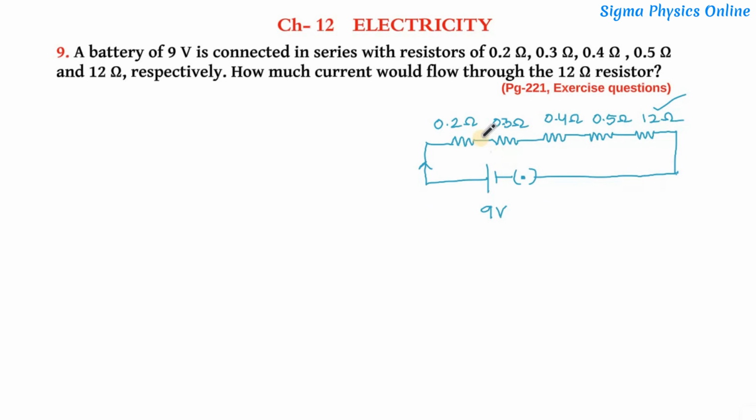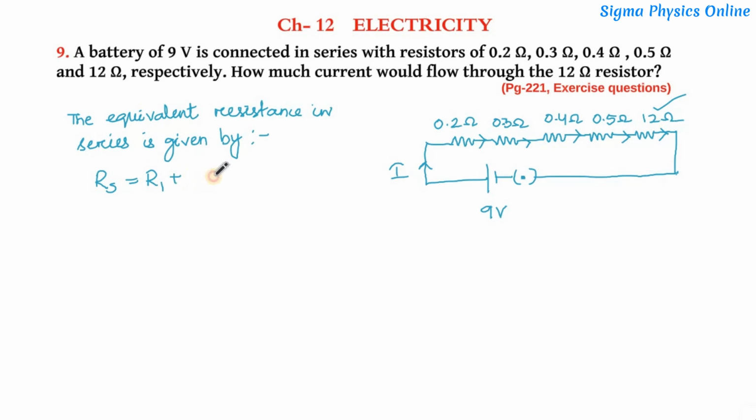Now, as you can see here, all the resistors are connected in series. So the value of the current in this circuit will be determined by the equivalent resistance of all these resistors. Once we find the equivalent resistance, we have the potential difference given over here, so we can find the current flowing. So let's find the equivalent resistance first. These are all connected in series.